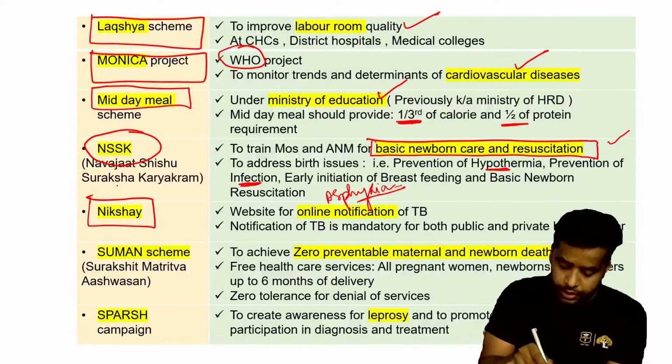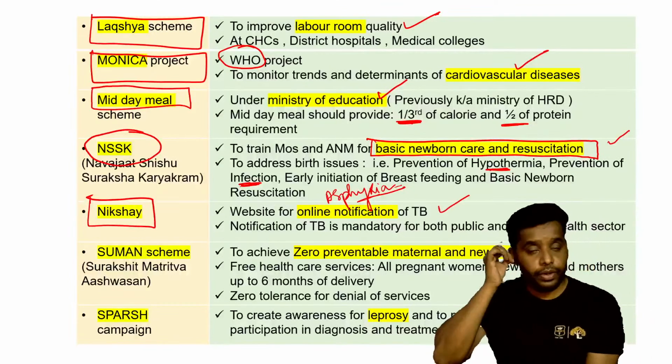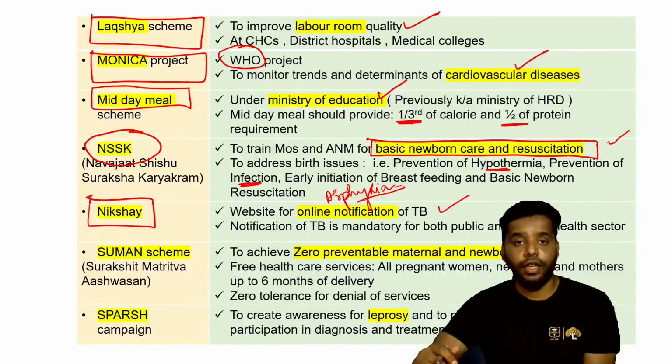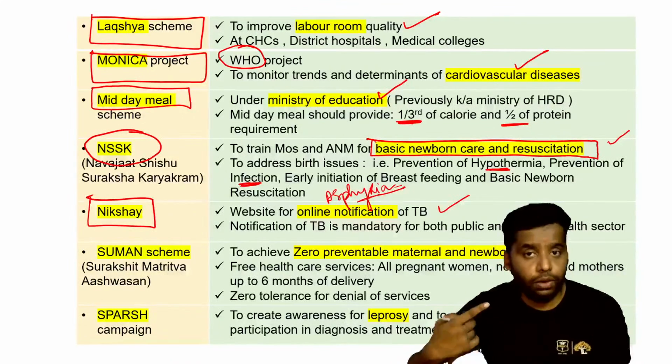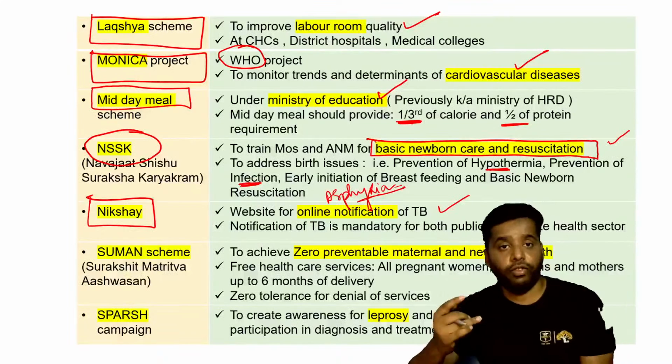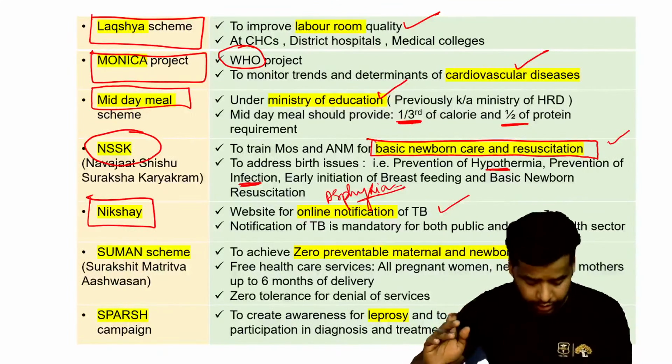Nikshay is a website for online notification of TB. TB is a notifiable disease in India. Notified through which website? If they are asking, it is Nikshay. Kshay Roga means tuberculosis. So Nikshay is a website for TB notification.